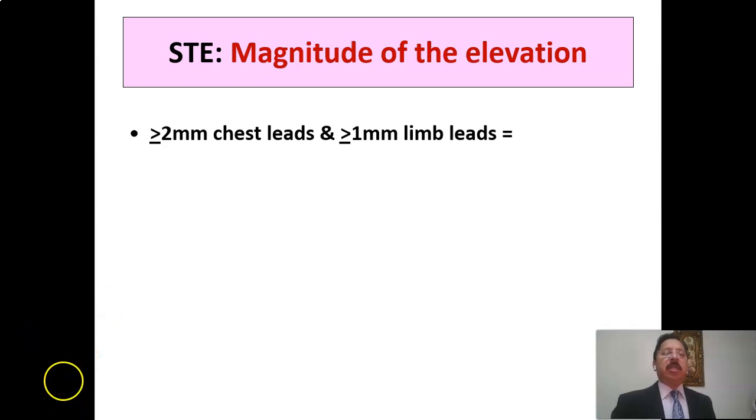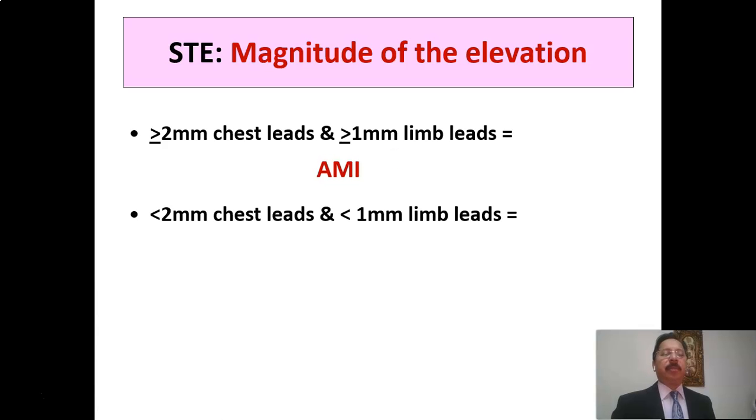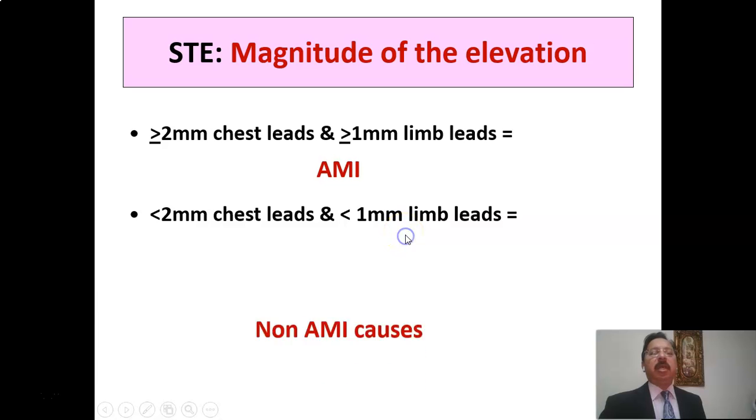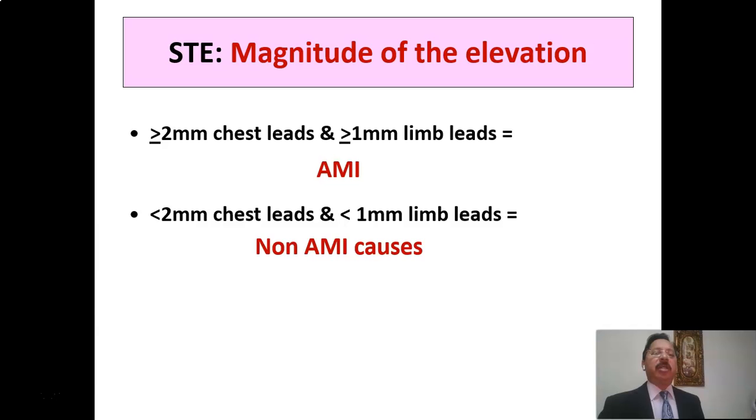As we have discussed in the previous section, any ST segment elevation of 2 mm or more in the chest leads and 1 mm or more in the limb leads is acute myocardial infarction most of the time. But if you get ST segment elevation less than 2 mm in the chest leads and less than 1 mm in the limb leads, that may be due to non-acute myocardial infarction causes.